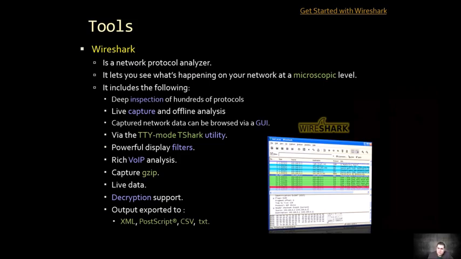One of the tools that we always like, and discussed in our previous module, is Wireshark, and you can see this is how you can use it as a protocol analyzer at a microscopic level. It can do deep inspection, live capturing, and has a TTY mode for TShark utilities. It has a nice GUI, as you will see in the hands-on today. It also has voice over IP analysis, as well as encryption support, and even supports exporting data, including text and CSV.